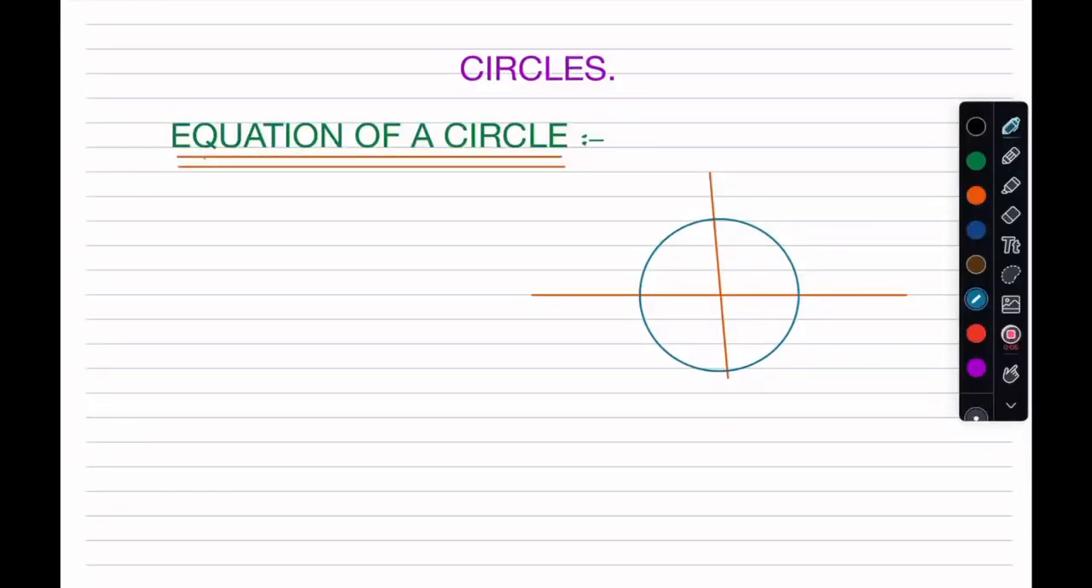Assalamu alaikum. So the topic for today is circles, and this is in continuation with coordinate geometry. Circles deal with coordinate geometry because we again will be having our x and y coordinates.